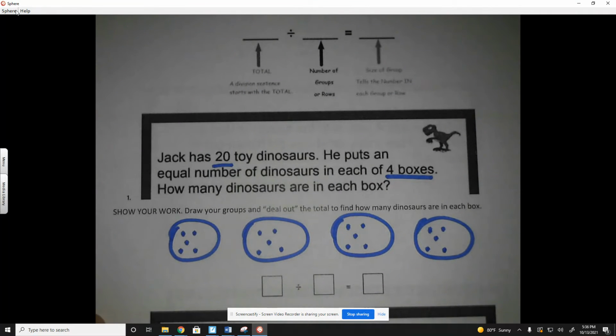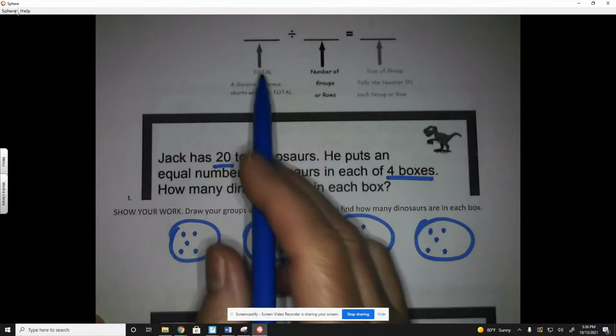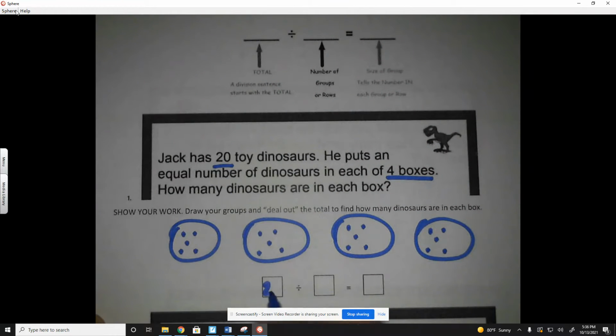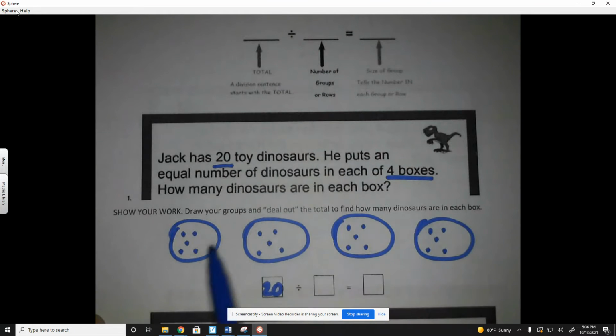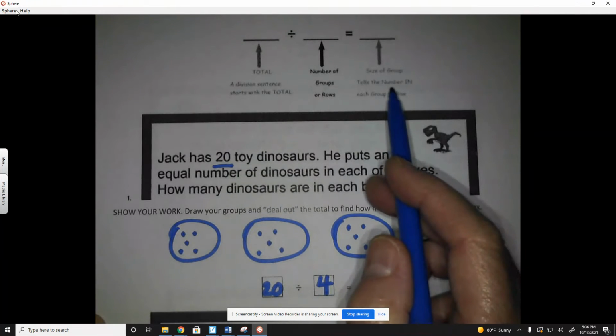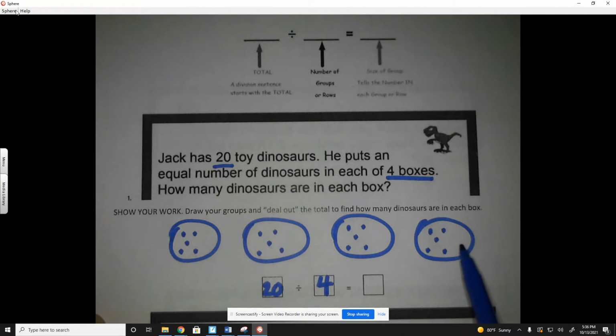So if we write this division sentence, our first number is our total, and that is 20. Number of groups, we have 4. So 20 dinosaurs put into 4 boxes, and we just figured out by drawing this model that there will be 5 dinosaurs in each box. So 20 divided by 4 equals 5.